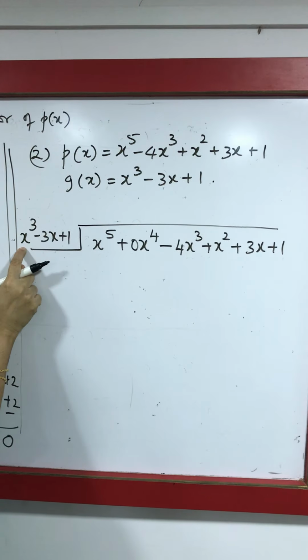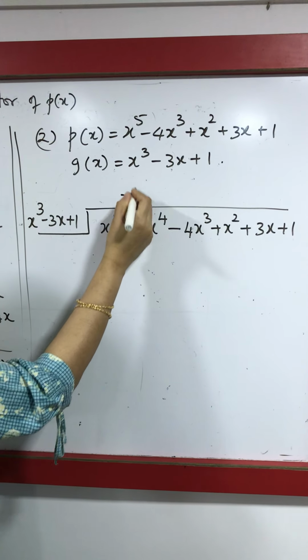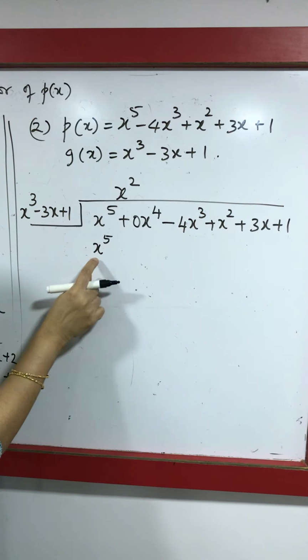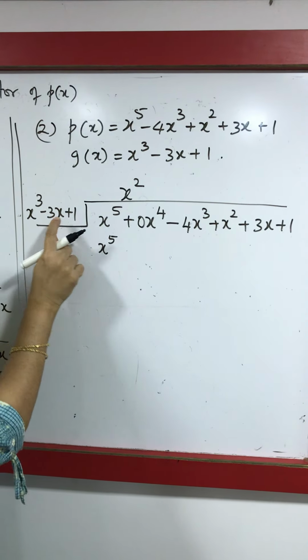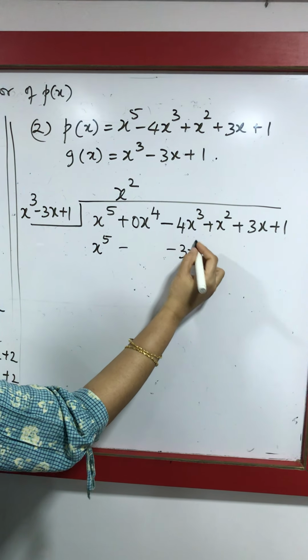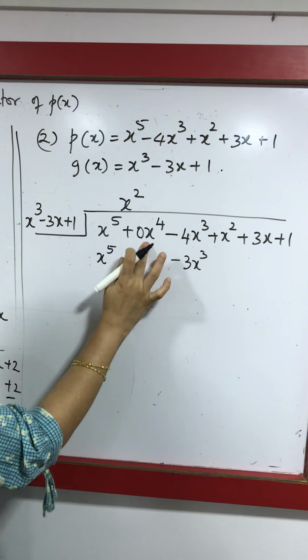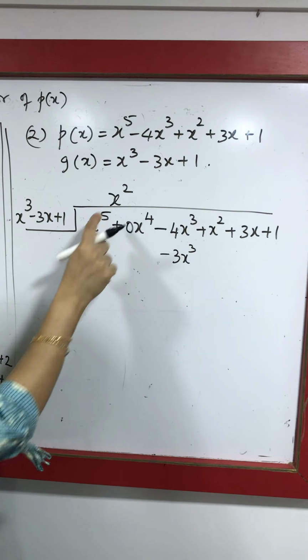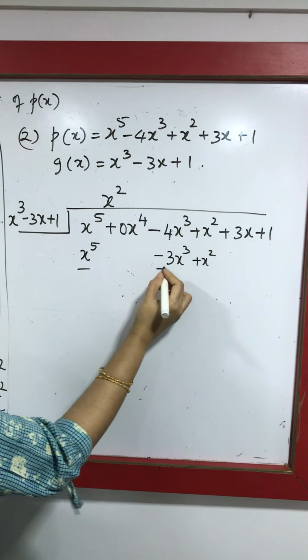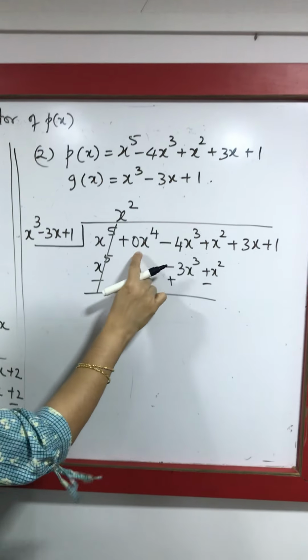X raised to 5, we divide with x cube, so that is x square. When we multiply x square with x cube, we'll get x raised to 5. This will be minus 3x cube, which we will write here. There is no term below 0x raised to 4. X square plus into 1 is x square. We change sign and write 0x raised to 4.